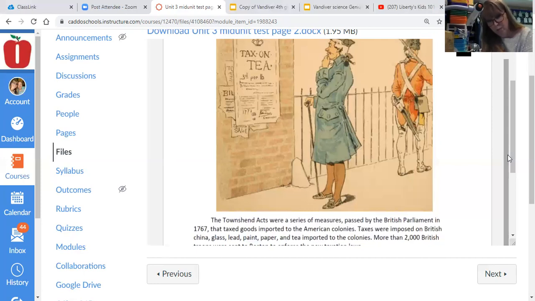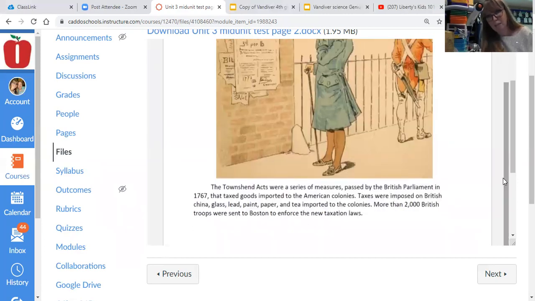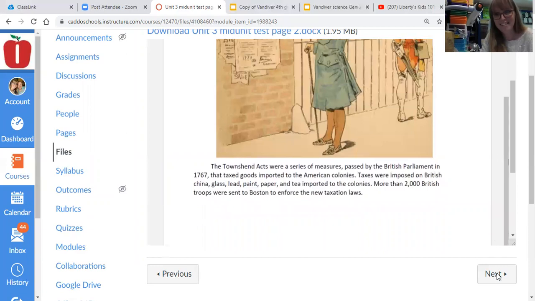No taxation without representation, we did discuss with the Townshend Revenue Acts. Okay, so it is B. 3 is B. Number 4 also has to do with source 3. Oh, and this is only source 2. So let's get to source 3.